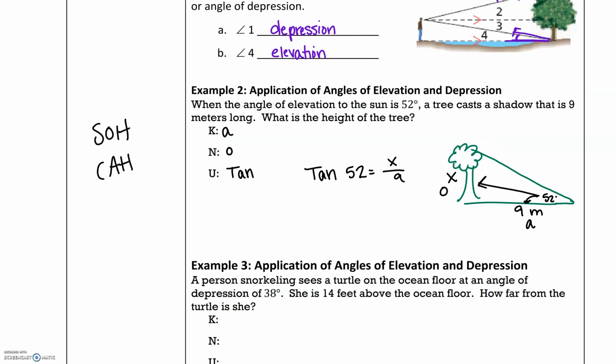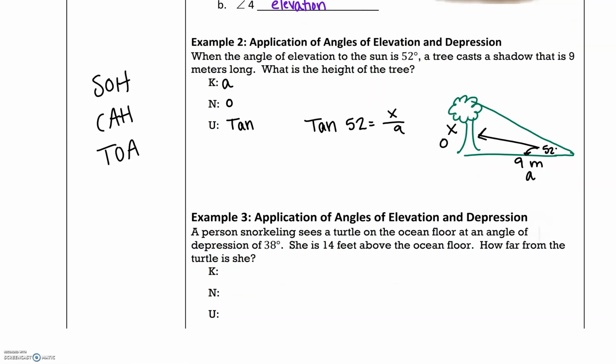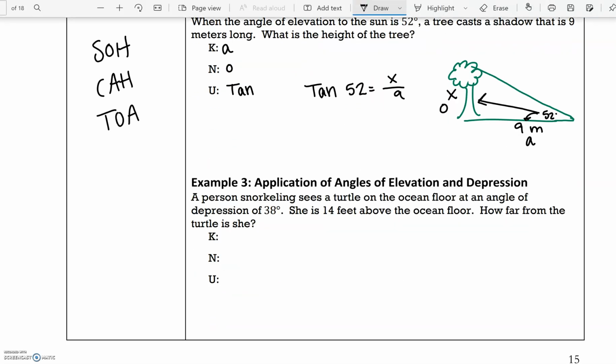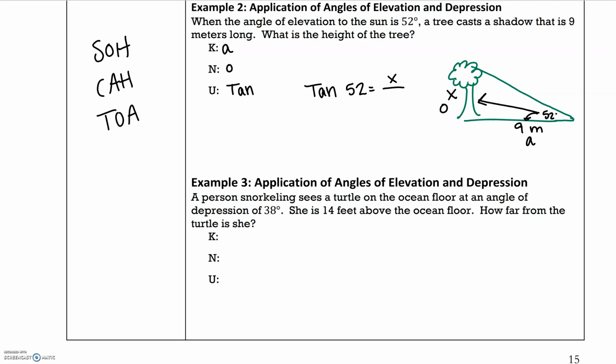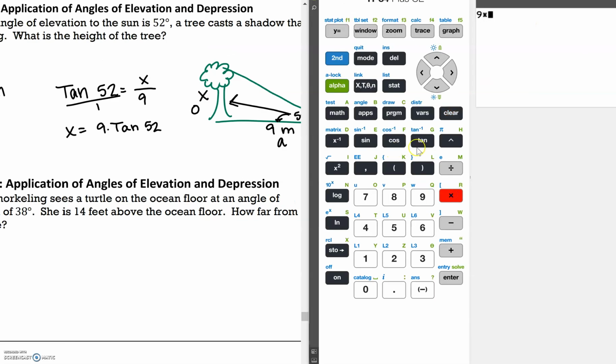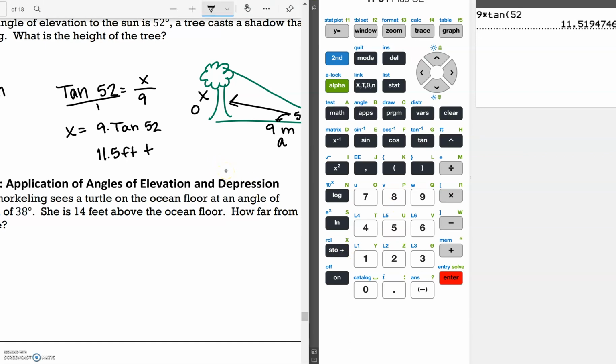So remember, SOH CAH TOA. And that's a 9, not an A. I mean, it is the A, but. And then we're going to cross multiply. 1 times X is X. 9 times tangent 52, we're going to be typing into our calculator. 9 times tangent 52 is 11.5. So our tree is 11.5 feet tall.